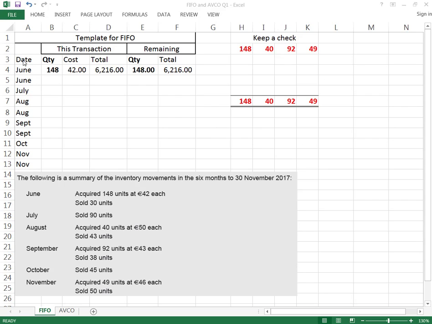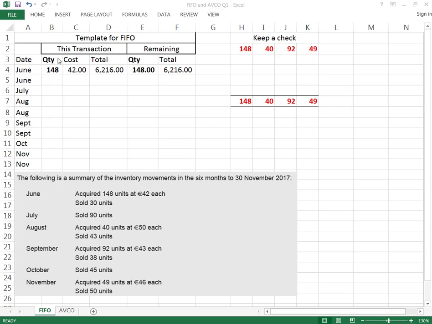First and foremost, I've got the date, the quantity, the cost and the total of each transaction, and then the quantity left and the total value of what's left. I would do this all the time for FIFO. In your particular question, they didn't ask you what was the value remaining after each transaction, but they very well might, so you need to be ready for that.